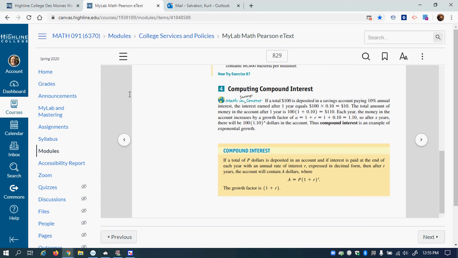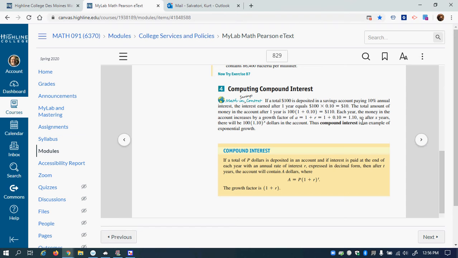So this is section 12.2, computing compound interest. For example, it says if a total of $100 is deposited in a savings account paying 10% annual interest, the interest earned after 1 year will equal 100 times 0.1, which equals $10. So the total amount of money in the account would be $110, because we take 100 times 1 and then 100 times the interest to find the combination.